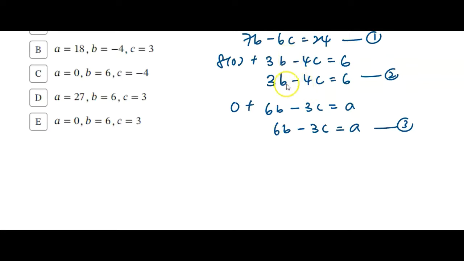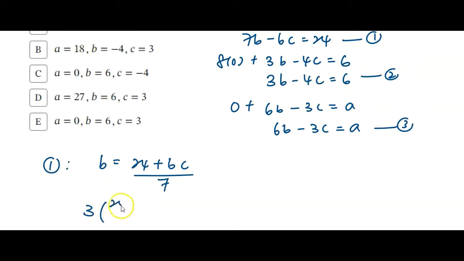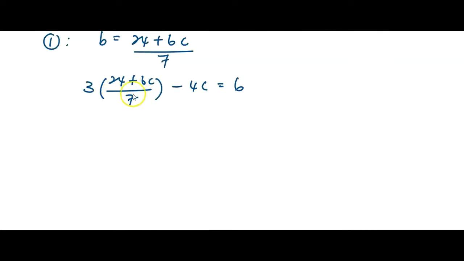From equation 1, I try to make b the subject, so I got 24 plus 6c over 7. That will be the b. Substitute the b into equation 2. I got 3 times 24 plus 6c over 7 minus 4c equals to 6. In order to make my job easier, I will multiply all the terms by 7, so that this denominator of 7 can be omitted.